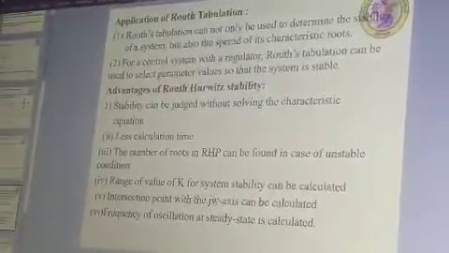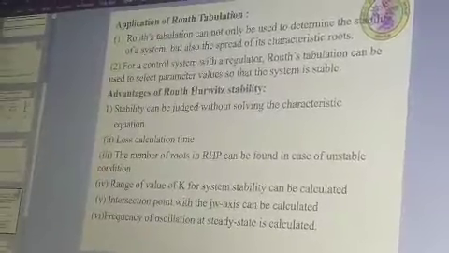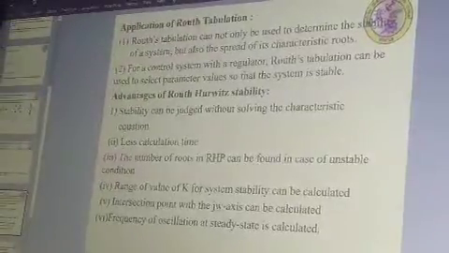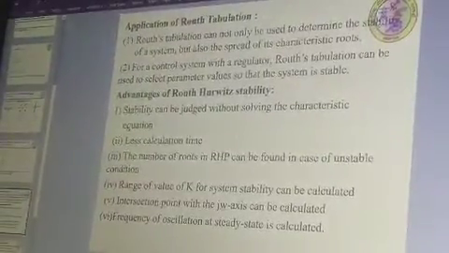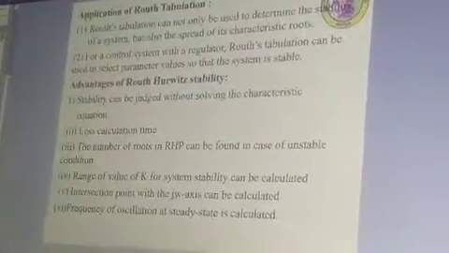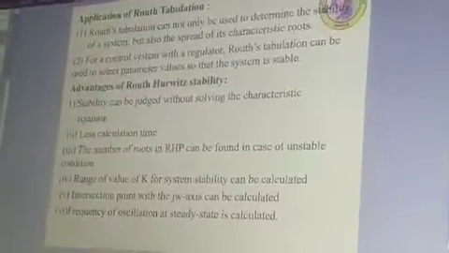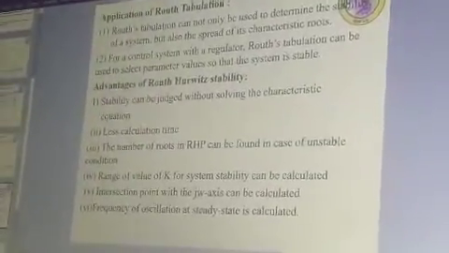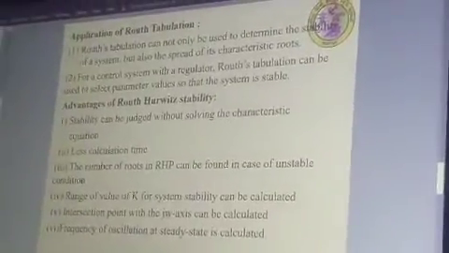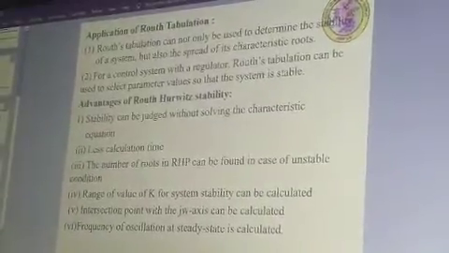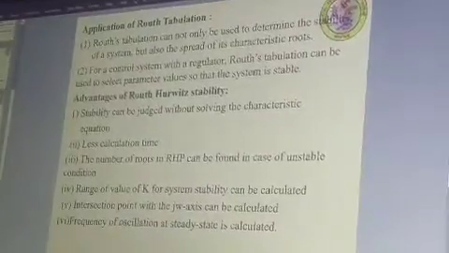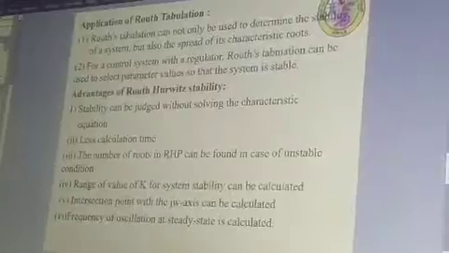Now, the advantages of Routh-Hurwitz stability are: stability can be judged without solving the characteristic equation. What is the condition of Routh-Hurwitz? All the coefficients of the characteristic equation must be positive. If any one or two coefficients are followed with a negative sign, that indicates your system will be unstable. Another advantage of Routh-Hurwitz is less calculation time. It takes a small amount of time to calculate all the coefficients.